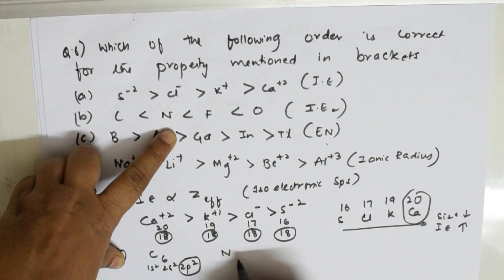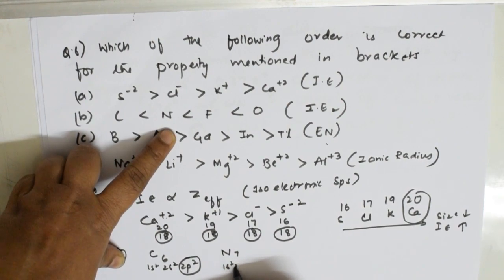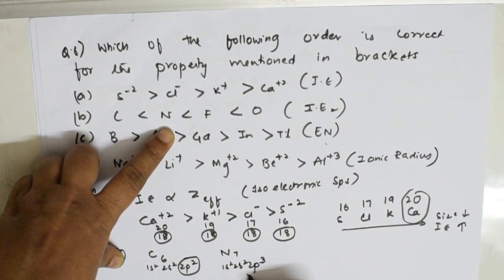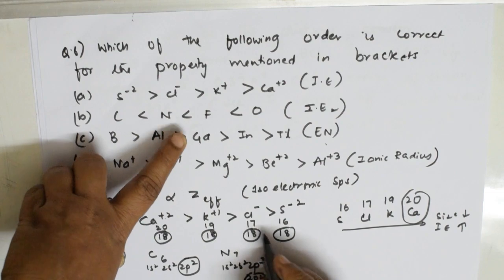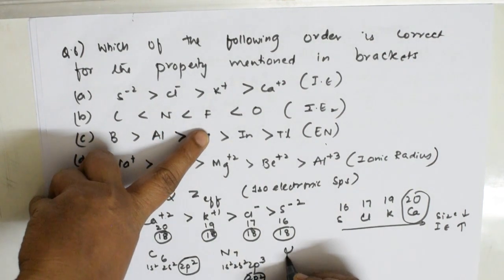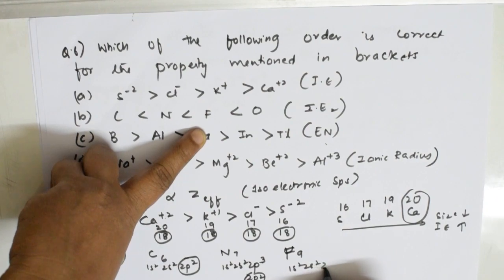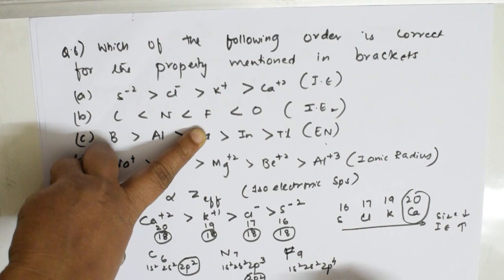Now nitrogen is 7: 1s2, 2s2, 2p3. Correct? Now I have to remove 2, which means this becomes 2p2. This is fine. Then comes fluorine. Fluorine has atomic number 9: 1s2, 2s2, 2p5. So if I remove 2 electrons from here, it becomes 2p3.